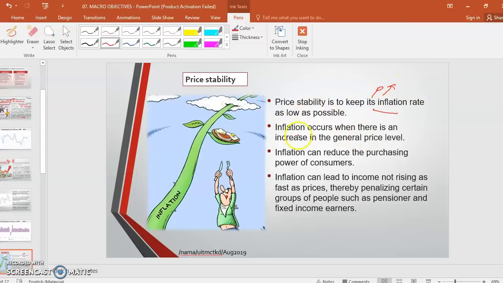Okay. Inflation occurs when there is an increase in the general price level. Kenaikan tingkat harga barang umum secara berterusan. Okay. Harga barang sentiasa naik. Tapi kalau kita nak capai price stability ni, kita nak dia punya inflation rate as low as possible. Paling rendah. Okay. Inflation can reduce the purchasing power of consumers.